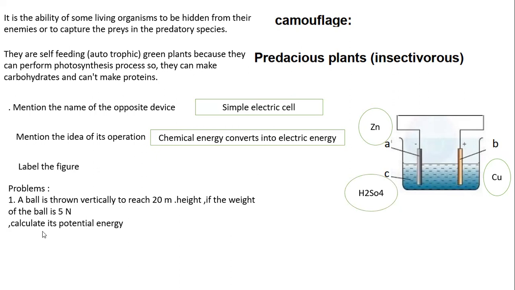Now I have a problem. A ball is thrown vertically to reach 20 meter. So I throw it up. If the weight is 5 Newton, calculate the potential energy. It's so easy. So here I have the height, and I have the weight. So I just say potential energy equals weight, that is 5 Newton, times height, that is 20 meter, equals 100 joule.